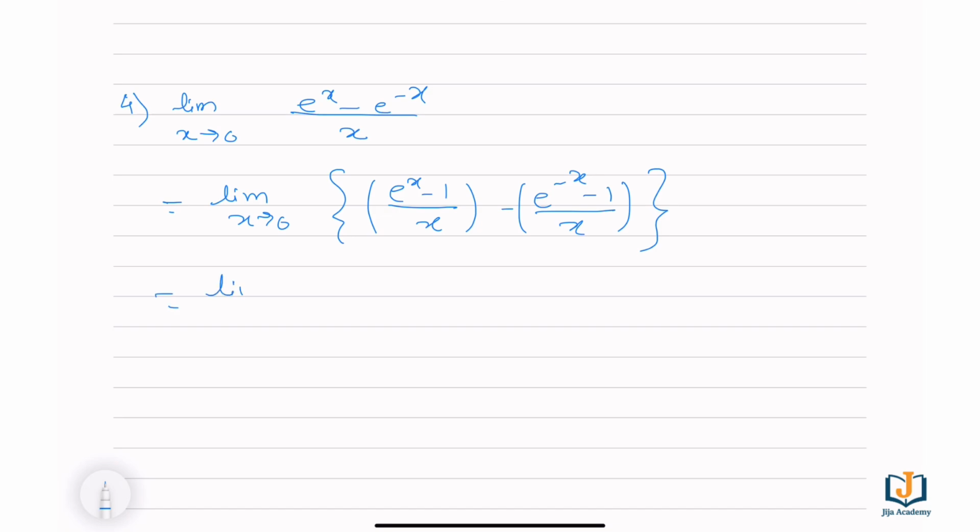So limit x tends to 0, (e to the power x minus 1) upon x, plus limit x tends to 0, (e to the power minus x minus 1) upon minus x. So we get here 1 plus 1 is equal to 2. So answer is 2.